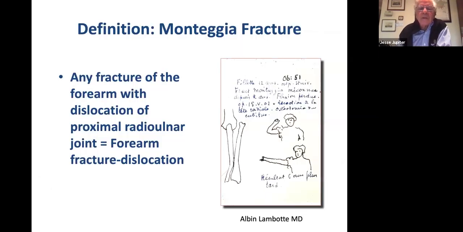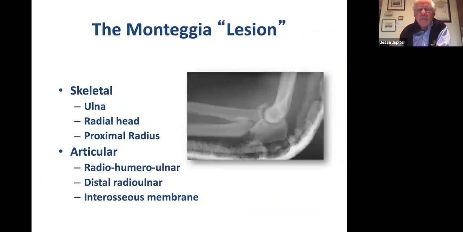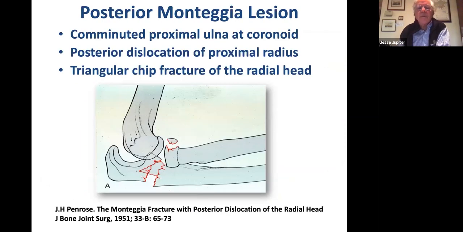But what it is, it's a fracture of the forearm with dislocation of the proximal radial ulnar joint. So it can be a variety of patterns. Skeletally, it can involve the ulna, radial head, and or proximal radius, and the joints can be both the radial ulnar, even the distal radial ulnar joint, and the interosseous membrane. The posterior element can be somewhat predictable, and it may have a chip fracture in the anterior aspect of the radial head and a fracture at the coronoid or distal.